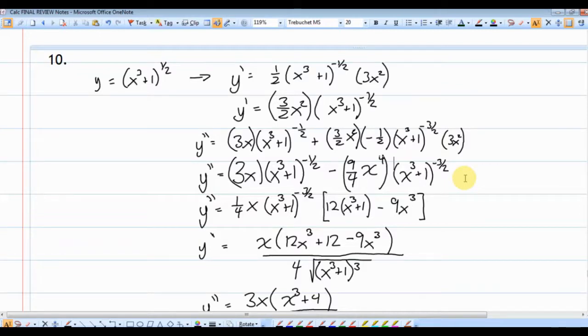Okay, next I'm going to factor. And I'm going to factor a couple of things. The first thing I'm going to factor is 1/4. The second thing I'm going to factor is x. And then the third thing I'm going to factor is least power, which is that junk to the negative 3/2 power. That's this right here, common factor.